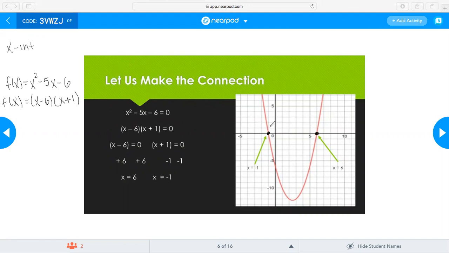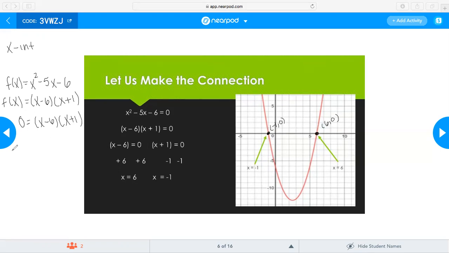Right? This point is at -1, 0, and this point is at 6, 0. So at these two points, the y value is 0, because anything on the x-axis has a y value of 0. If I was to solve just using my equations, not looking at the graph, for the x-intercepts, I can plug 0 in for which variable? Y, right? Because at the x-intercepts, the y is 0. So 0 equals x minus 6 times x plus 1.